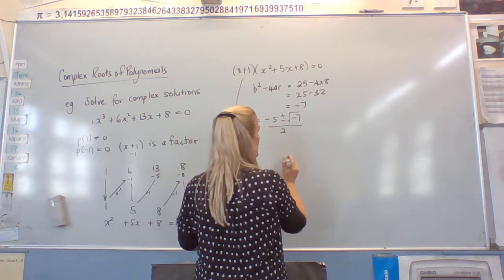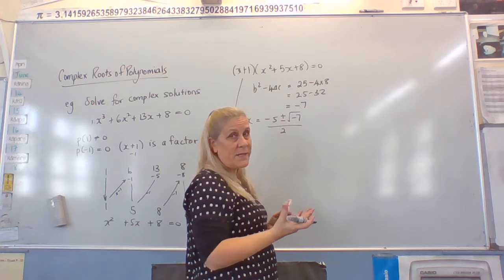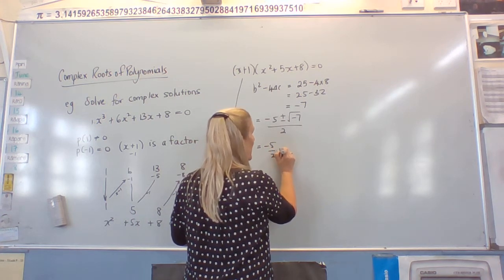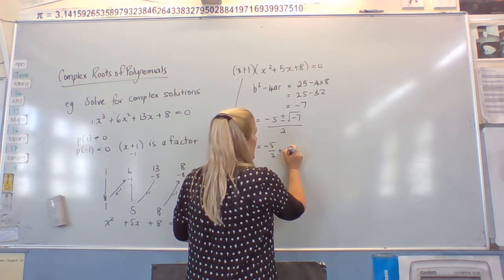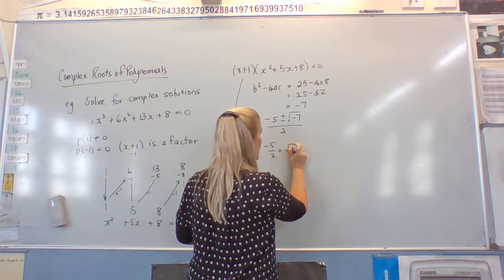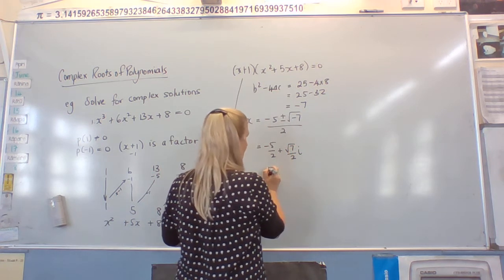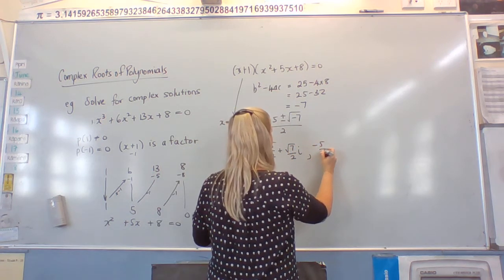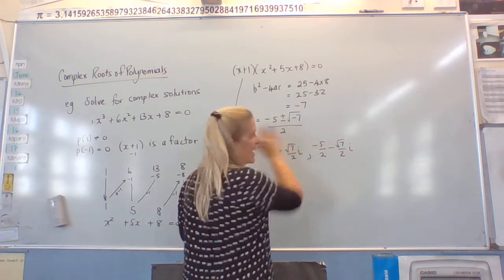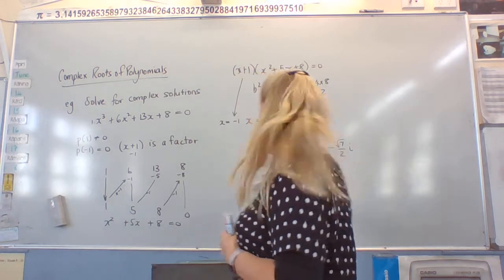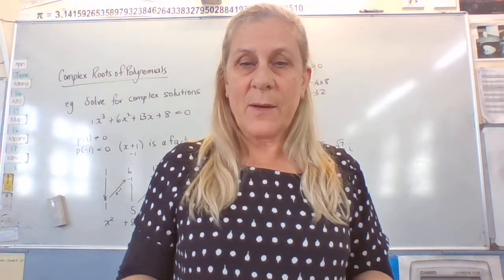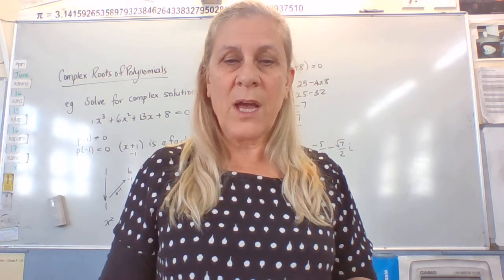So our other 2 solutions, and we need to write them as complex solutions, so they need an i, are negative 5 over 2 plus square root of 7 over 2 i, and negative 5 over 2 minus square root of 7 over 2 i. So that's how we would solve it. We know that these 2 are going to be conjugates, that's that conjugate root theorem, so we've ended up with our solutions. All right?